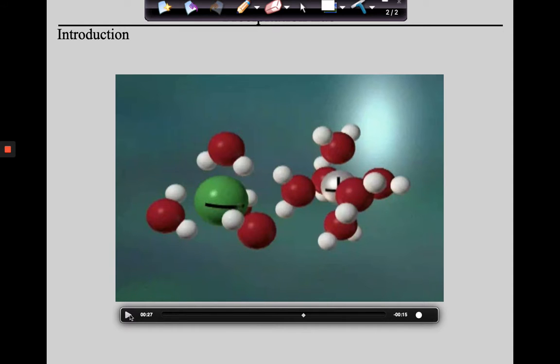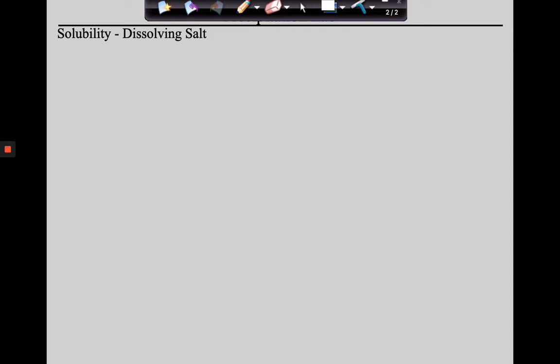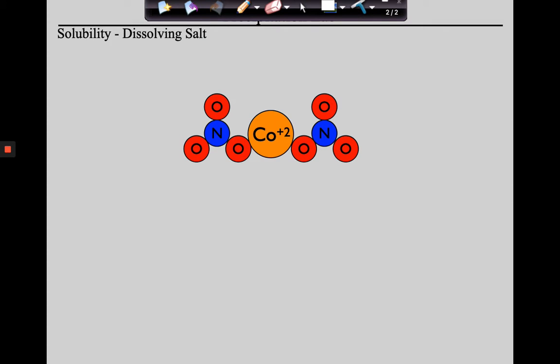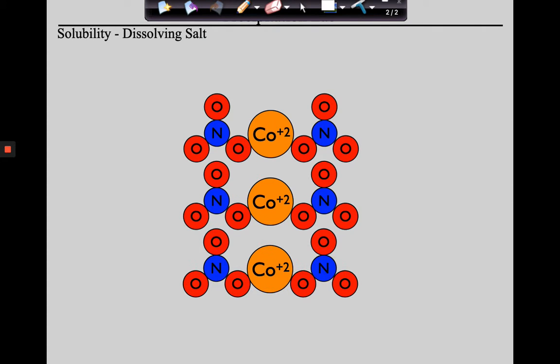Well, guys, that's pretty straightforward when you talk about NaCl. But this then becomes the question. What if we're talking about a little more complicated salt? So guys, what if instead of looking at NaCl, what if we're looking at cobalt-2 nitrate?